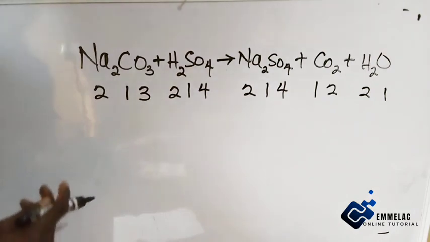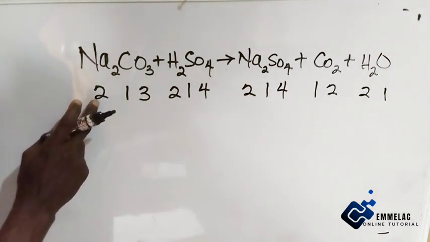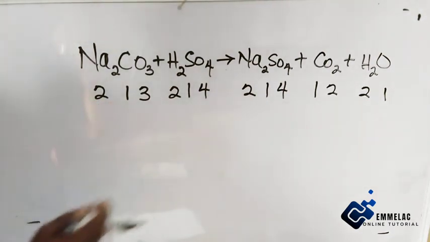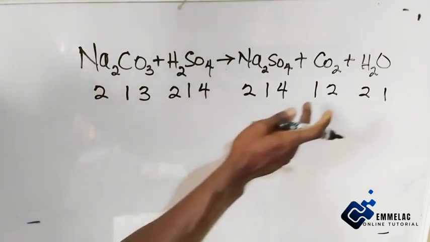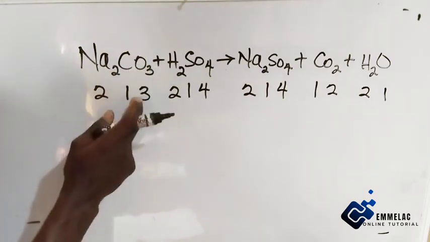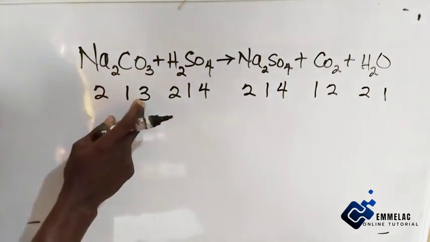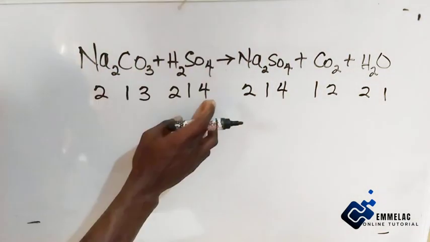All right, now let us see. Sodium here is 2, here is 2. Then carbon here is 1. Is there another carbon here? No, here is 1. Now oxygen here is 3, and here is 4.